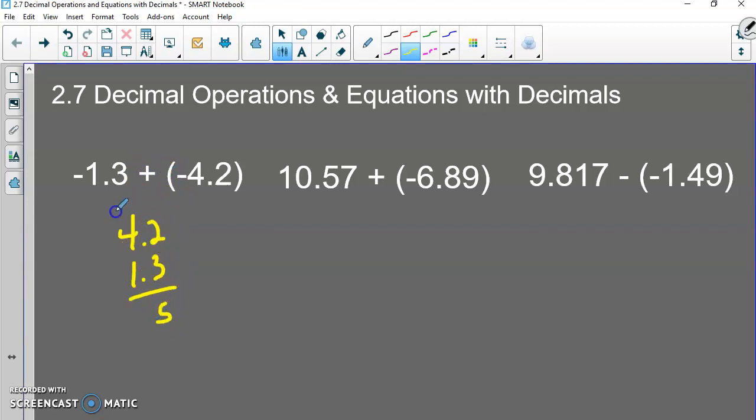2 plus 3 is 5. 4 plus 1 is 5. And bring down the decimal. With these, remember, do not count the decimal places, just bring it straight down. Notice both numbers are negative. My answer should be negative, so negative 5.5.